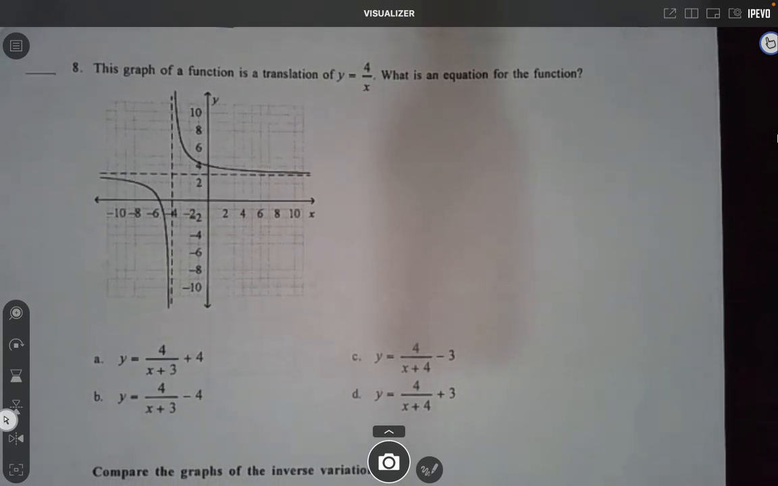To the left. I don't know what that is. It looks like it's to the left 4, and then it's up 3. So which one is the left 4 and up 3? D. Is anybody confused on why it's a plus sign for the left 4? You got this? Yeah? Are you sure? Somewhat. You want me to explain it?